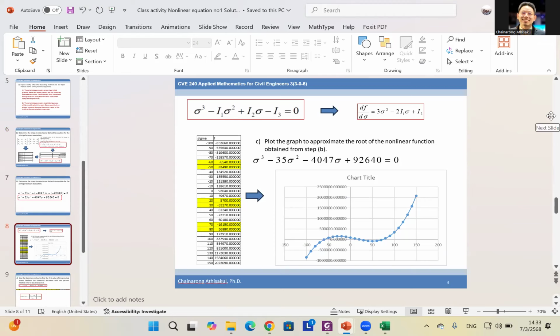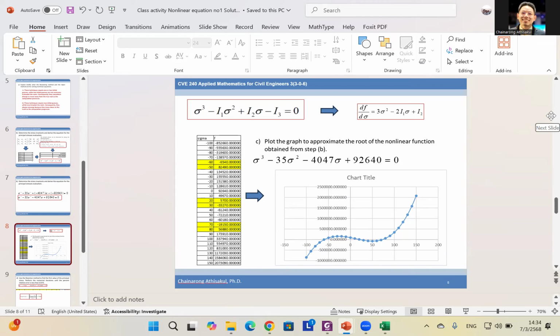How many roots? It has 3 roots. Okay, that matches the 3 principal stresses. Normally we define the maximum value as sigma 1, and the minimum value as sigma 3. So in this case, the maximum value should be here.